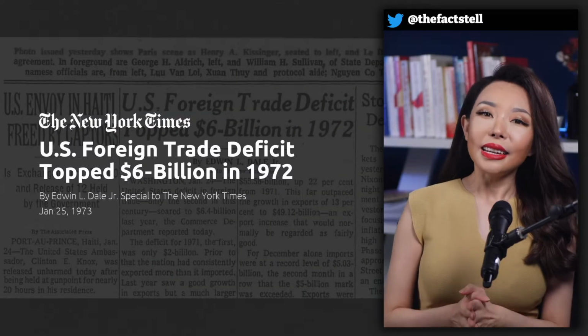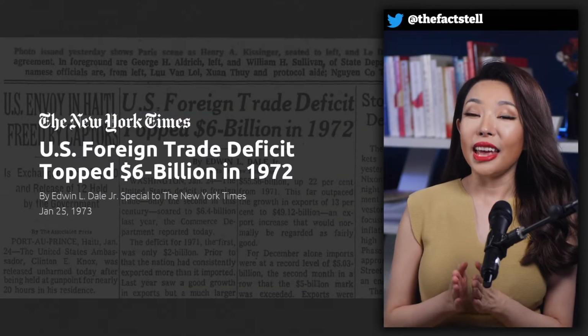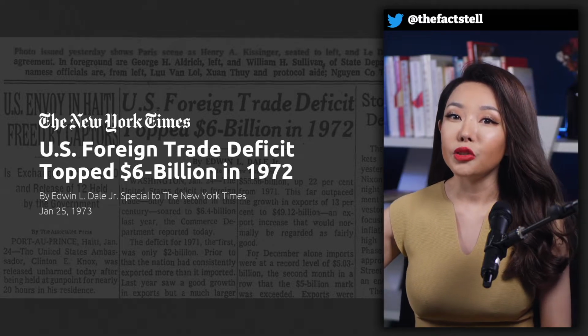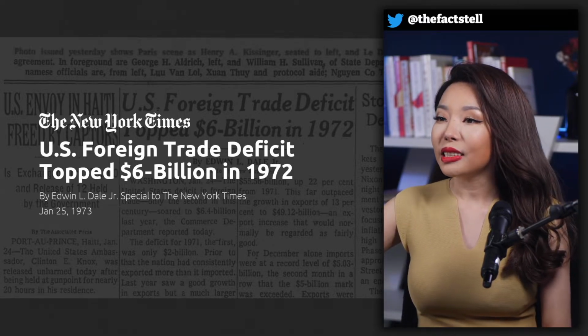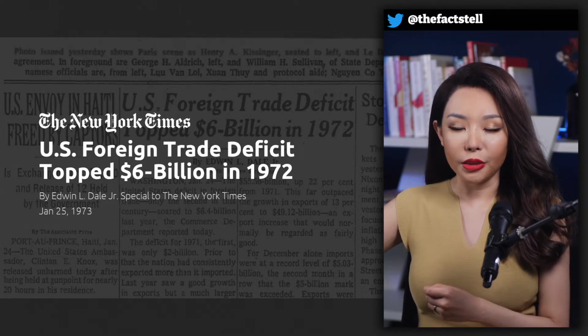During the 1970s, Germany and Japan began to rise. As beneficiaries of free trade, these two countries were perceived by the U.S. as a threat to its hegemony. In 1971, for the first time in that century, America developed a trade deficit of $2 billion, which soared to $6.4 billion one year later.